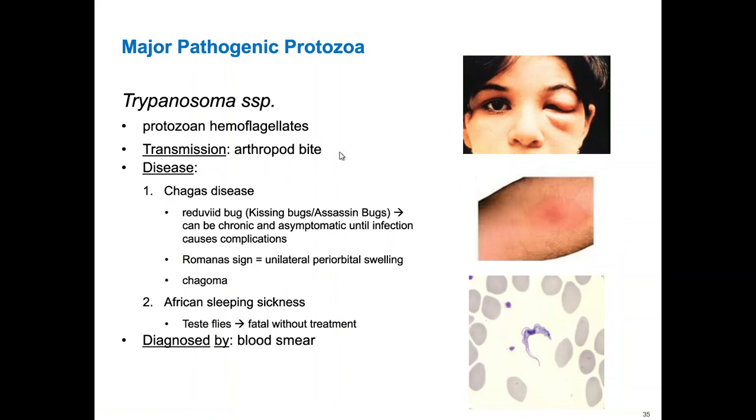Their transmission is through arthropod bite, things like, as seen below, tsetse flies or the reduviid bug. The reduviid bug transfers Chagas disease. These are also called the kissing bug or assassin bugs, but it can cause a chronic and asymptomatic infection until eventually it will cause complications.